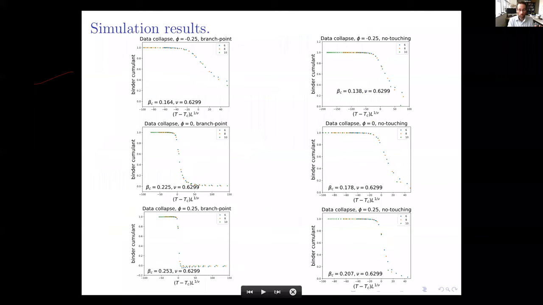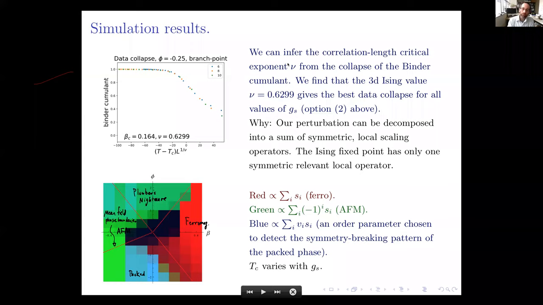It's a finite size scaling for the Binder cumulant as a way to measure the correlation length critical exponent. And the point of those plots is that, as you might have expected, the 3D Ising value of that correlation length critical exponent gives the best data collapse for all values of the coupling in the neighborhood of the ordinary Ising model.